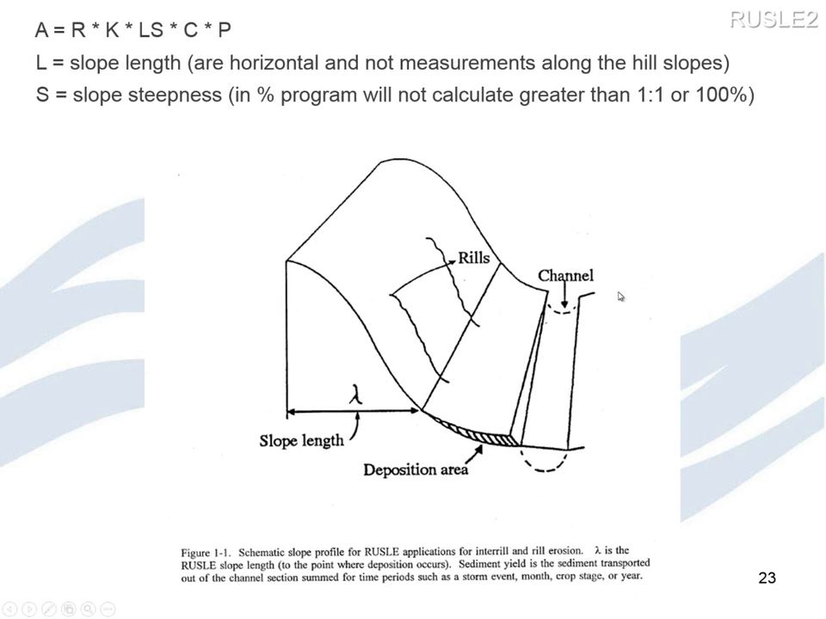So this graphic shows what we mean by horizontal slope length. So instead of the length from the top of the slope to the point at which you have deposition, it's that horizontal slope length. In reality, I'll tell you that it's kind of difficult to determine this parameter in the field. But Russell 2 isn't super sensitive to slope length, fortunately.